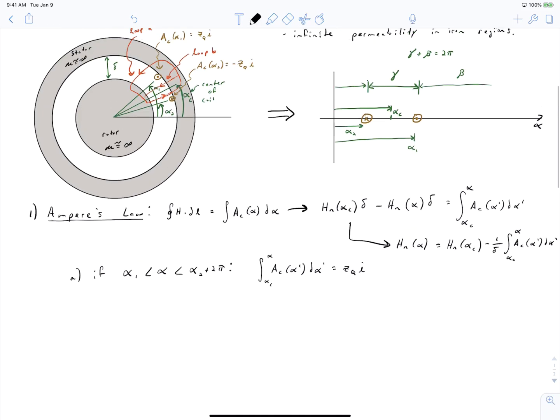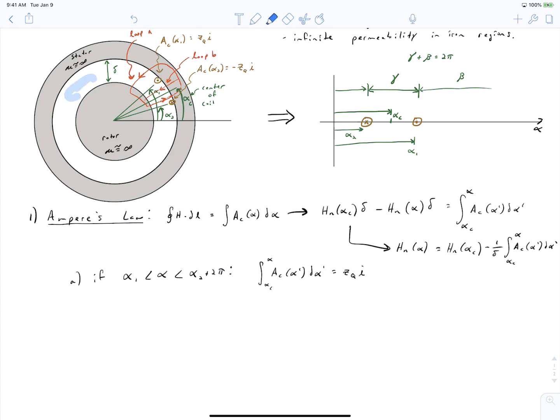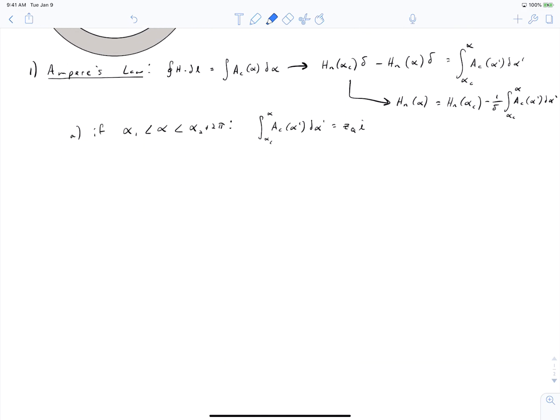So in case 1, when alpha is in this region out here, we take this Amperean loop, and clearly we're enclosing a current density of ZQ. We're enclosing a total current of ZQI. So our integral evaluates as such, and if we plug this into this expression up here, we can get an expression for Hn.